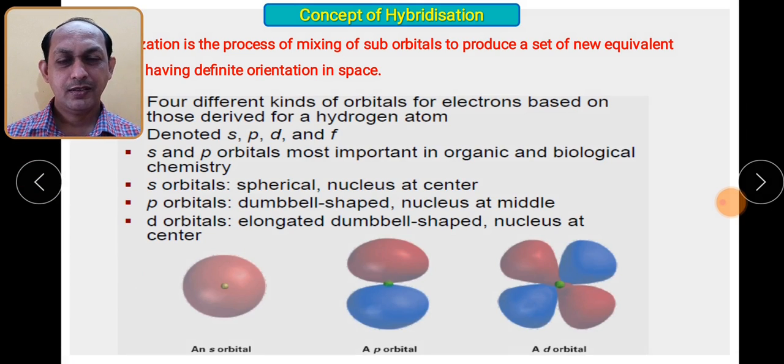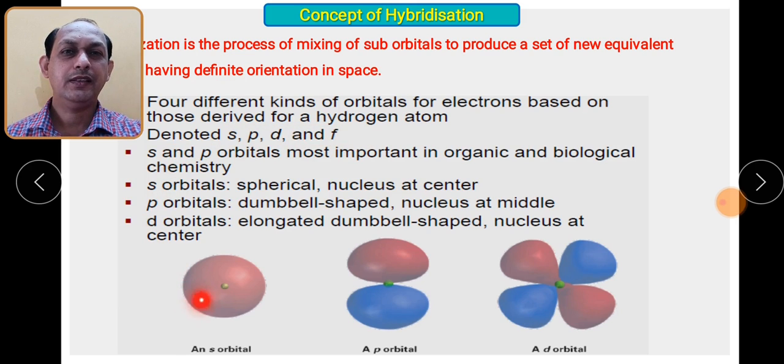As we know, orbitals are of 4 types. As we know that orbitals have electrons, and during the bonding process these electrons get exchanged or shared between the two atoms. So these orbitals are s, p, d, f.